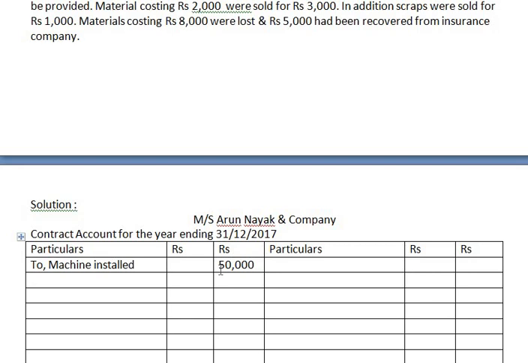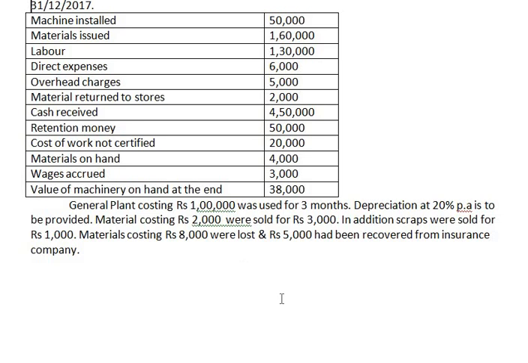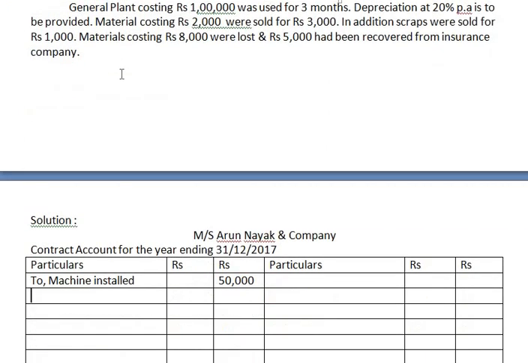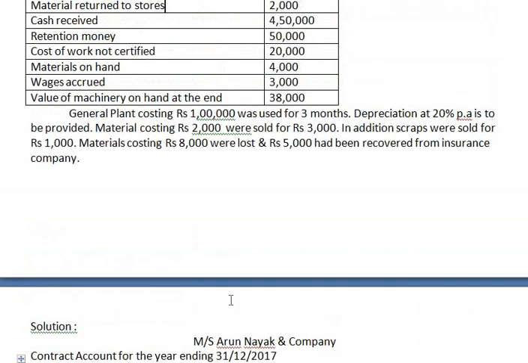Next is to materials issued, 1,60,000. Again this has to be taken on the debit side. To materials issued and the amount is 1,60,000. Okay. Now again go through the problem.